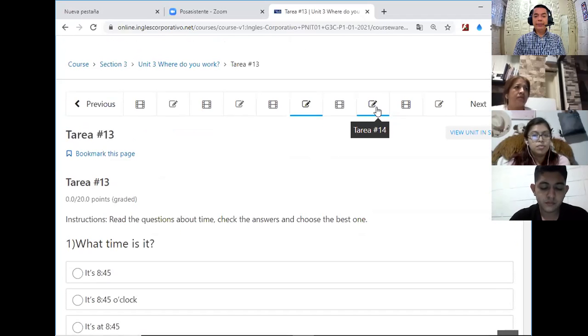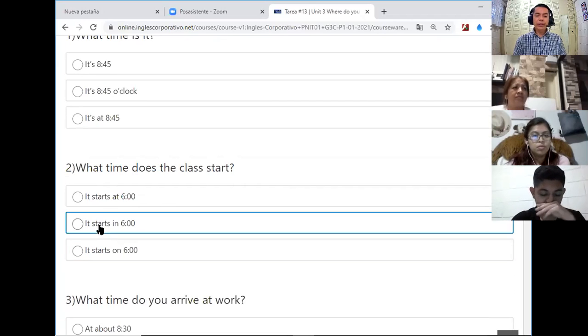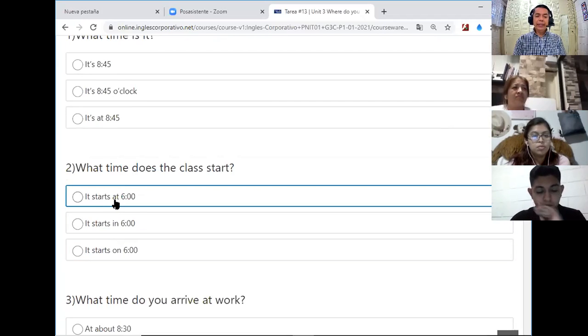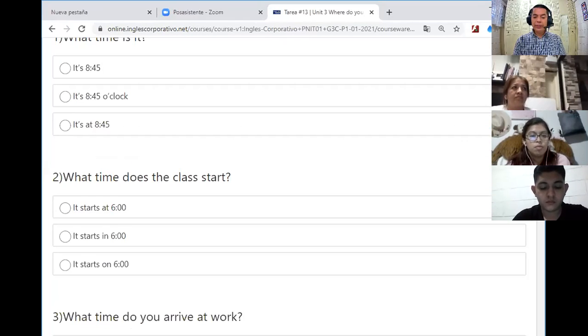Let me see. Yes, pero siento que esta parte con las preposiciones es parte de la clase de ahora. Entonces vamos a hacer una cosa. Nos vamos a ir a la presentación de PowerPoint y después terminamos con las dos tareas de la plataforma, ¿verdad?